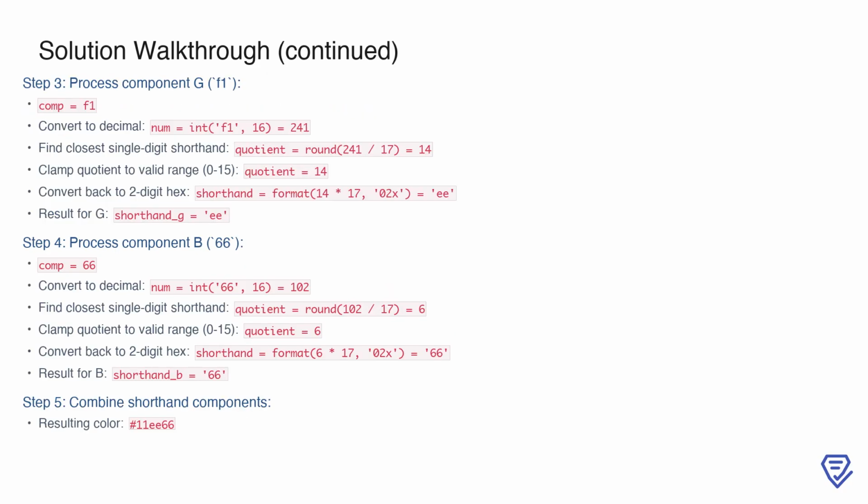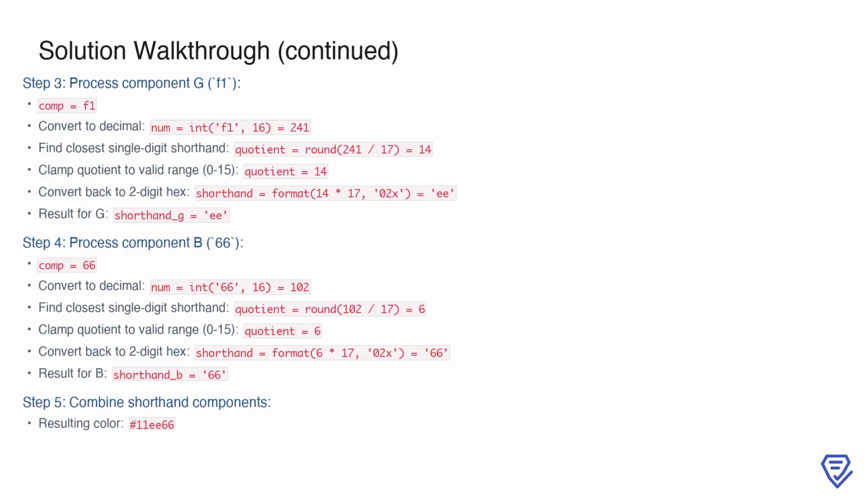Next, we process the green component F1. Converting it from hexadecimal to decimal gives us 241. Dividing 241 by 17 and rounding the result gives 14, which is already within the valid range. Multiplying 14 by 17 and converting it back to hexadecimal provides EE, the shorthand representation for the green component. Moving on to the blue component 66, we convert it to decimal, which gives 102. Dividing 102 by 17 and rounding gives 6, which is within the valid range.